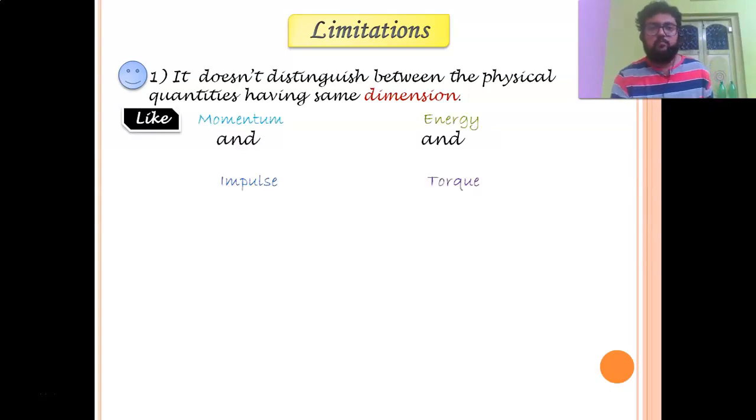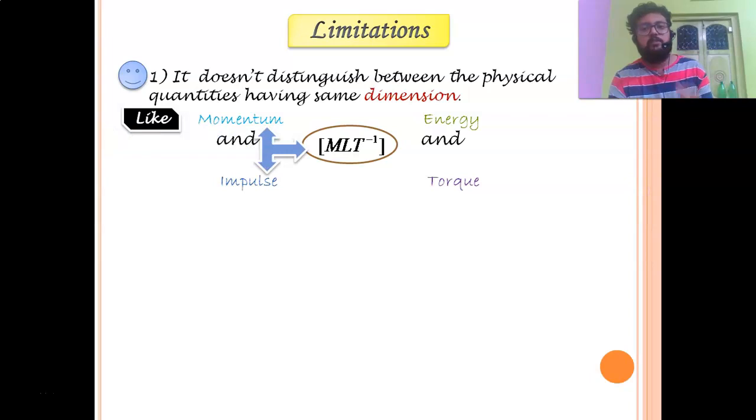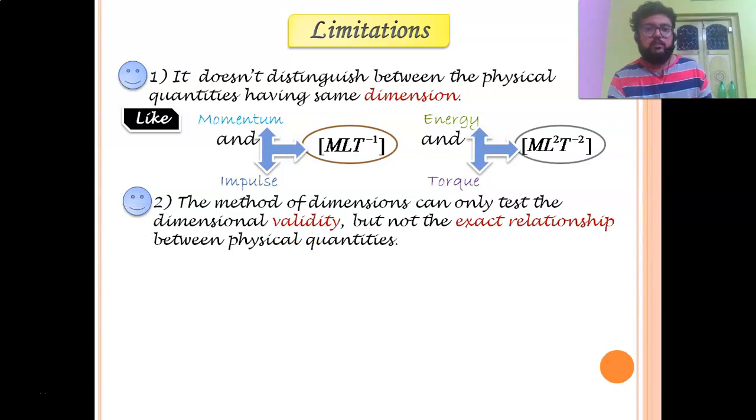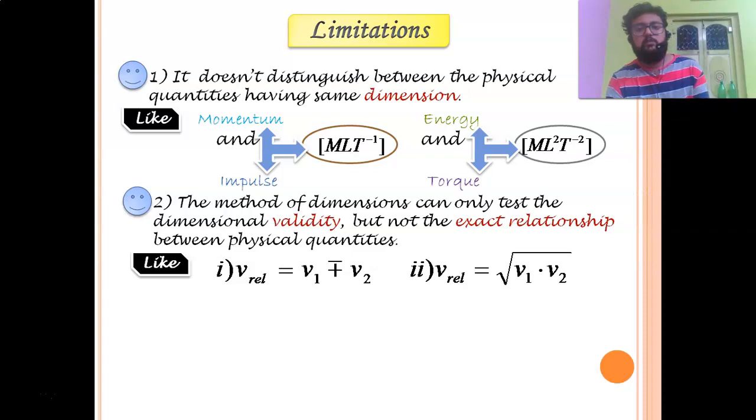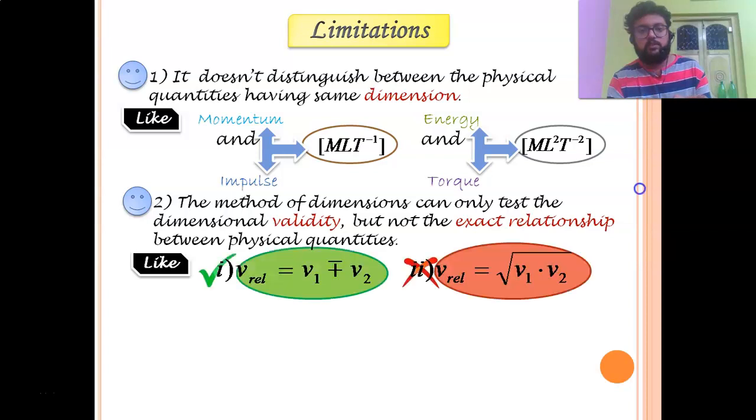For example, momentum and impulse and energy and torque. Momentum and impulse have the same dimension and energy and torque have the same dimension. So it cannot be distinguished by using the dimensional analysis method. For the second limitation, the method of dimension can only test the dimensional validity but not the exact relationship between the physical quantities. For example, relative velocity can be represented by these two equations. They both are dimensionally correct, but the first one is physically correct and the second one is not.